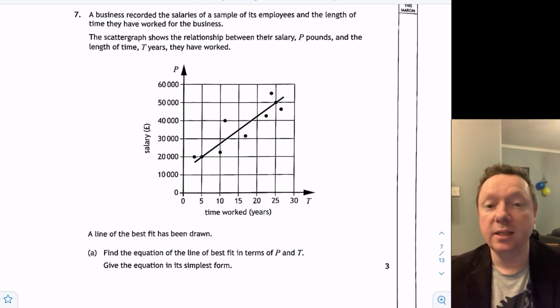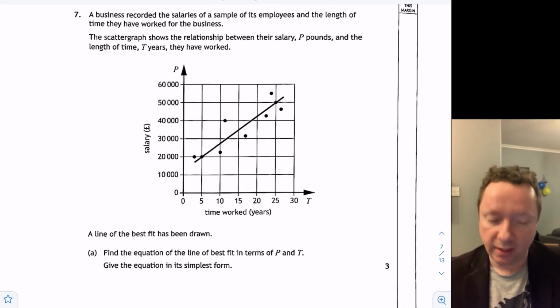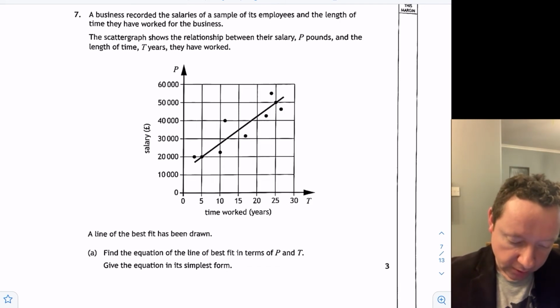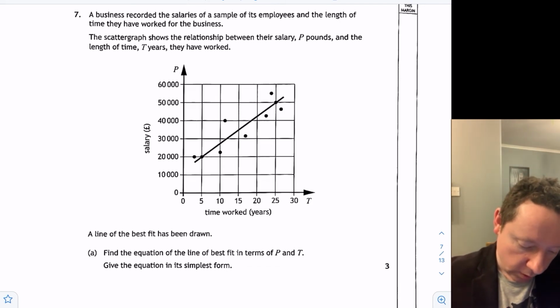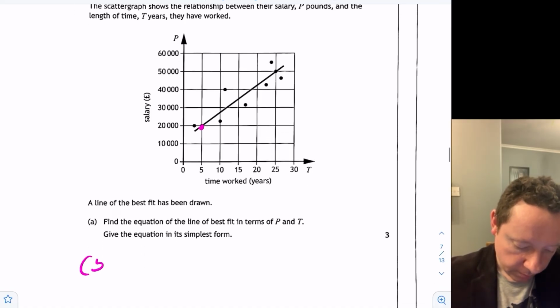So to find the equation of a line, you need to find the gradient, and then you need to use the formula y equals mx plus c, or y minus b equals m(x minus a). So I need the points for the gradient, so let's pick some points. There's one clearly there. That is 5, 20,000, sorry. And the second point we can pick is clearly identified here, which is 25, 50,000.